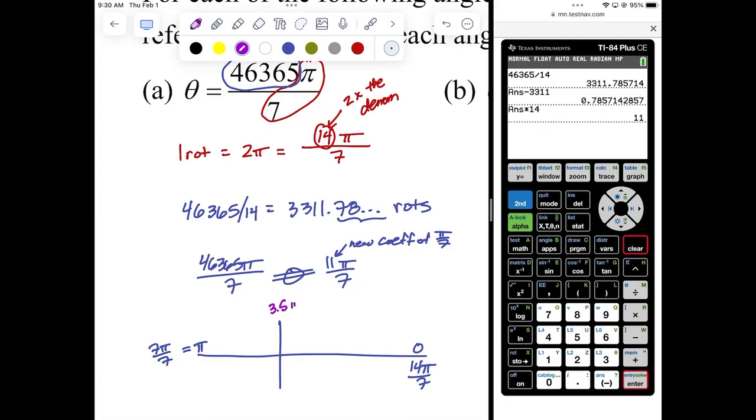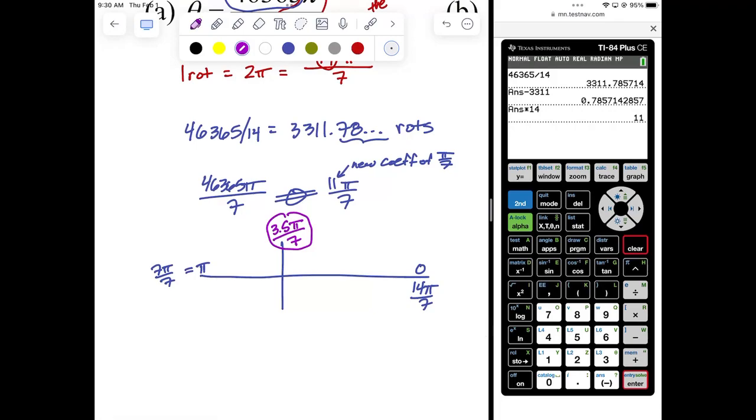3.5. So this is 3.5 pi sevenths right here. Once you have the 90-degree equivalent in radians, you have your counting interval. That's how many pi sevenths it's going to take to get to your next axis. So let's just count by 3.5. From 0 to 3.5 is 3.5. From 3.5 to 7 is another 3.5. What's 7 plus 3.5? 10.5 pi sevenths. And then, of course, 10.5 plus another 3.5 is 14.